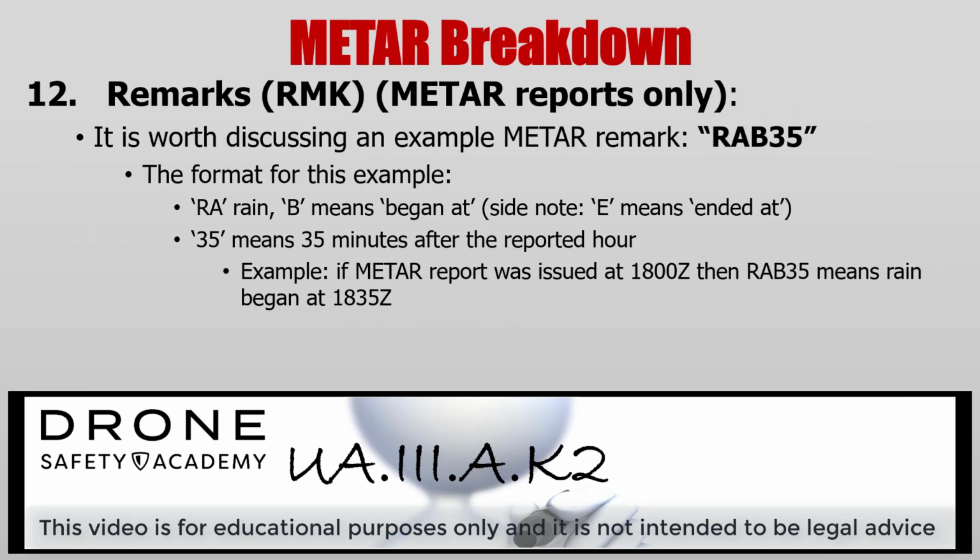And for the last one, we have remarks. And this is for METAR reports only. In this example, we have RAB35. RAB35 means rain began at 1800 hours 35 minutes after the hour.